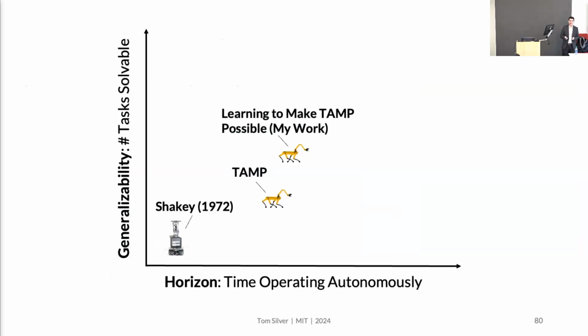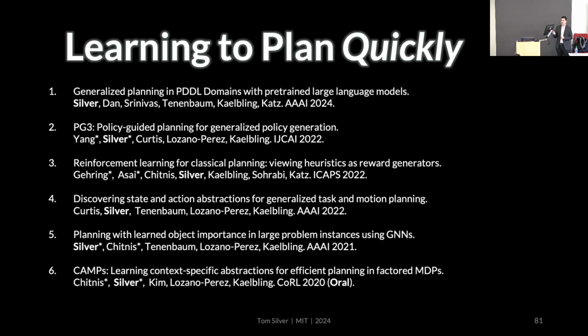So that is a little bit about my interest in learning to make TAMP possible. I have other work looking at learning to make TAMP fast, where as the robot continues to see the same kinds of problems over and over again, it gets better and faster over time. I don't have time today to go into any of that, but we've learned a bunch of different kinds of models looking at learning heuristics and learning different ways to attend to relevant objects and a number of other kinds of techniques that allow learning to get better over time.